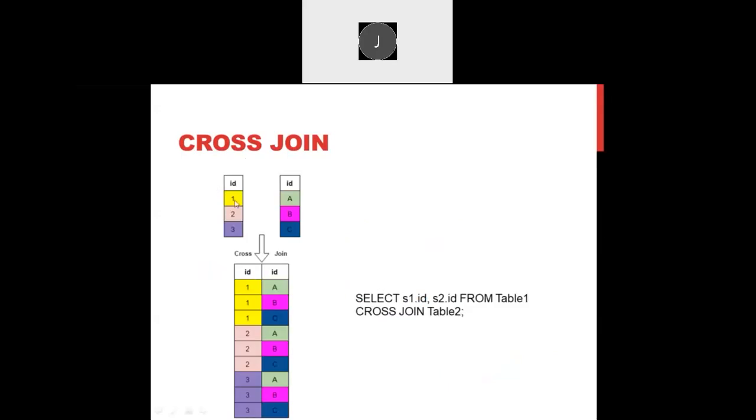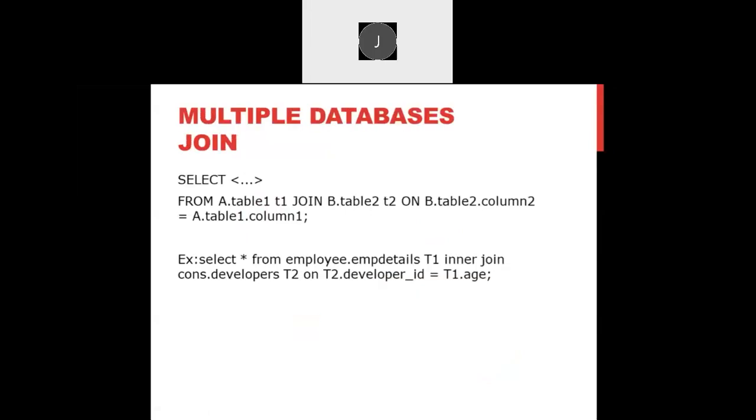Okay, and then cross join is this one. Say for example the table with ID 1 is there and this table is also there. If you cross join, this is how the result will show, like 1A, 1B, 1C, you can see it here, 2A, 2B, 2C, 3A, 3B, 3C. This is what the complete join is.